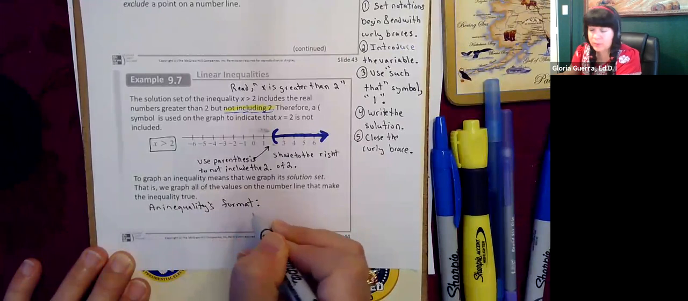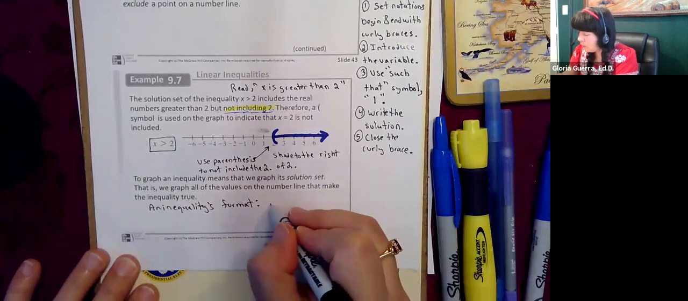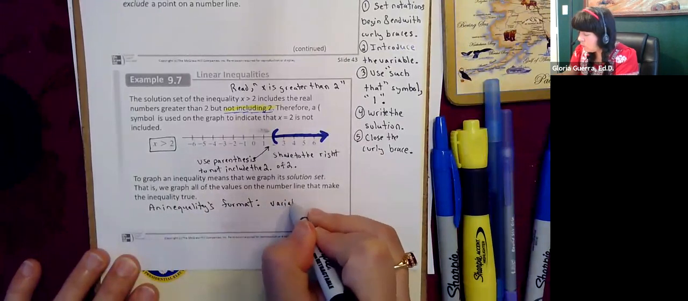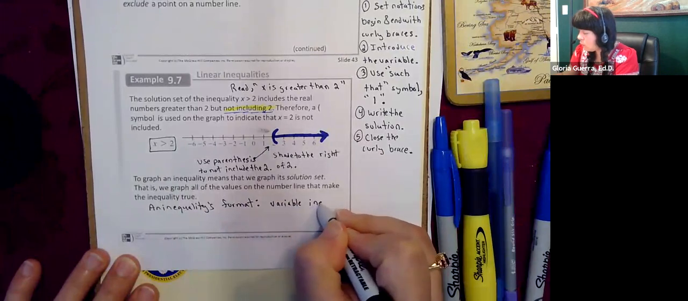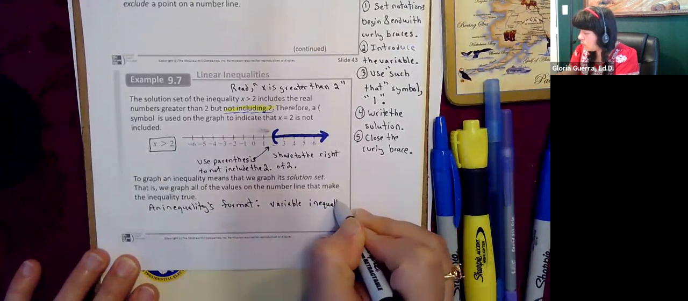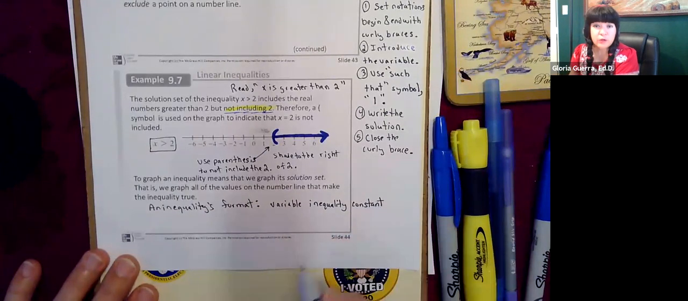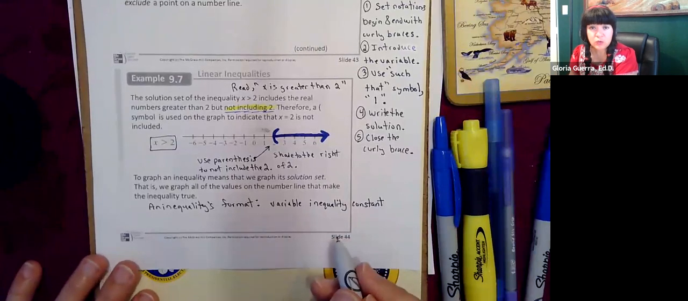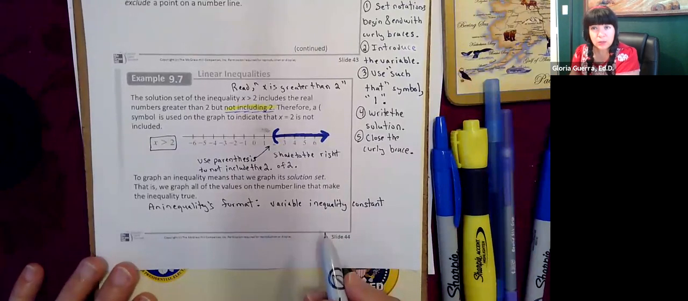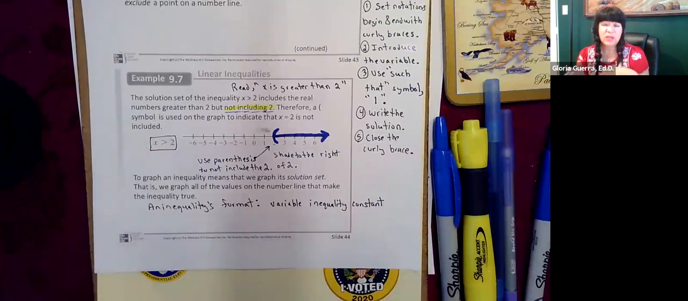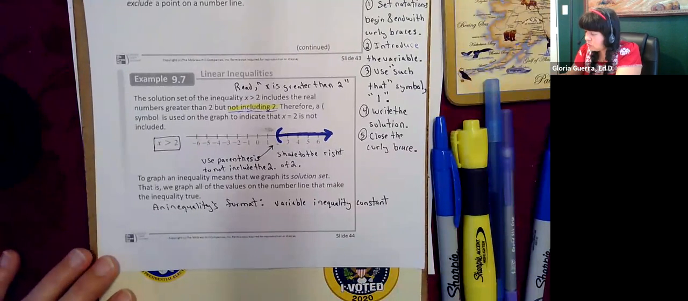An inequalities format is you have the variable, and then you have the inequality, and then you have the constant. So the variable, the inequality, and then the constant, they do insist on that format. Okay. So later on, there's going to be a problem where it's out of order because they don't have the variable first. So then we'll rearrange it so that the variable is first.